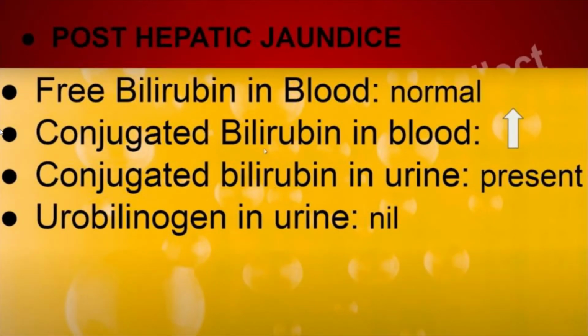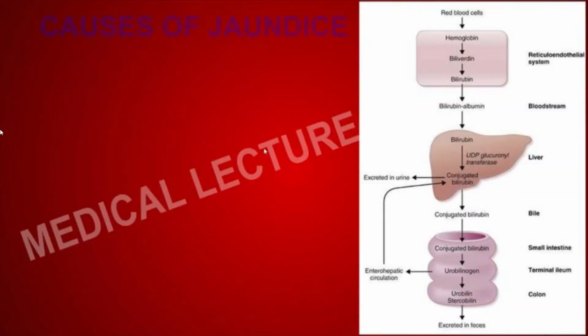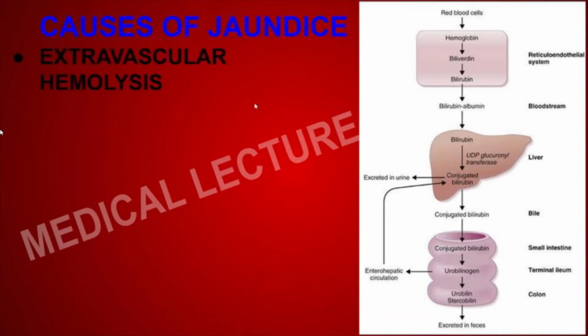Now next is the causes of the jaundice. Till now we understood the types of jaundice. Now the causes of jaundice. First of all, we have the extravascular hemolysis, or we can say ineffective erythropoiesis.